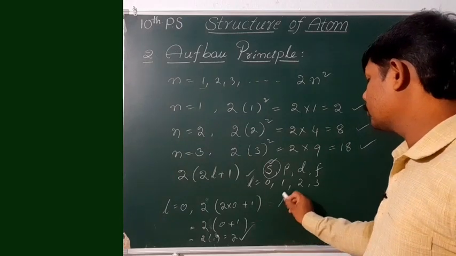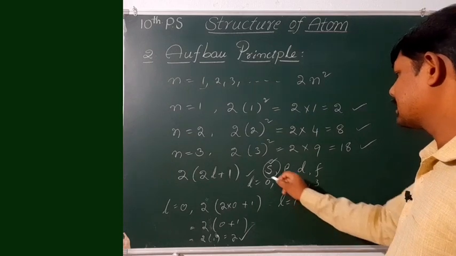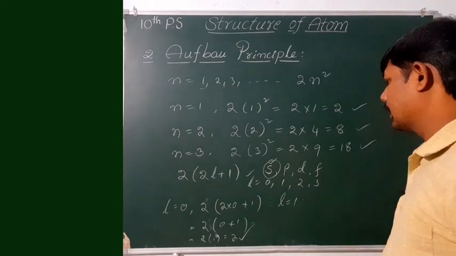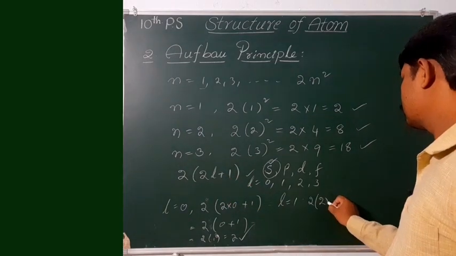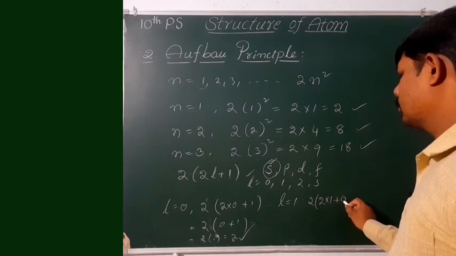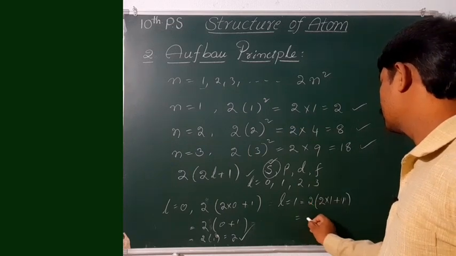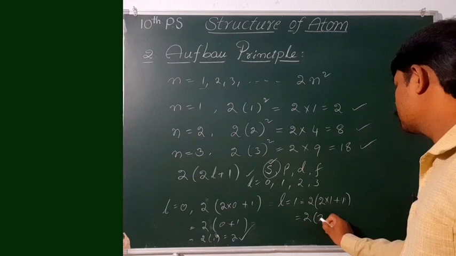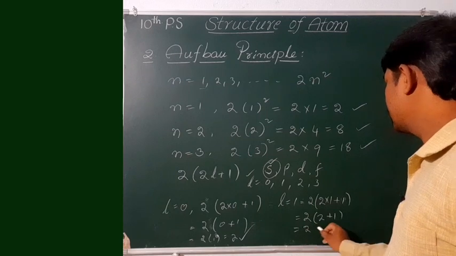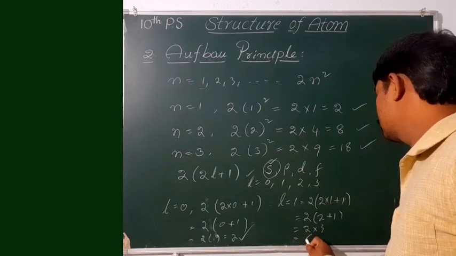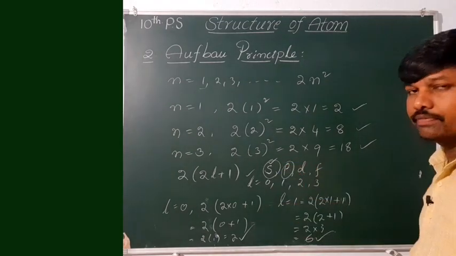Next, if L is equal to 1, that means p orbital. How many electrons are present in the p orbital? Let us substitute 1 in place of L. 2 into (2L plus 1), that means 2 into (2 into 1, 2, plus 1), 2 plus 1 is 3. 2 into 3 is equal to 6. That means 6 electrons are present in the p orbital.